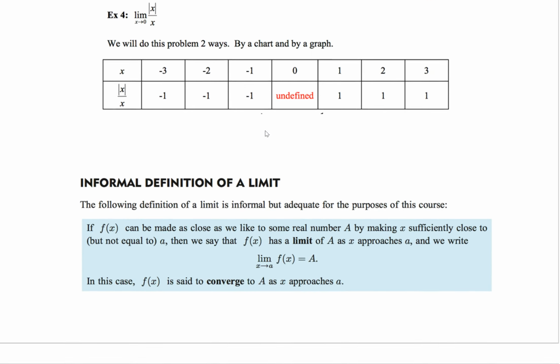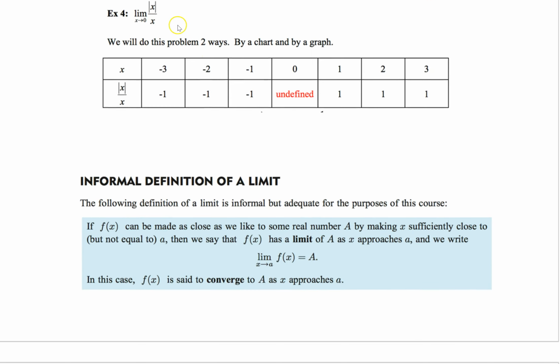Let's do one more of these. Limit as x approaches 0 of absolute value of x over x. Now look what's going on here. Notice how we're getting close to 0. That's what I care about. So here's 0. Let's go for 0 from the left, below. Look, they're all negative 1. So my limit from the left is negative 1.